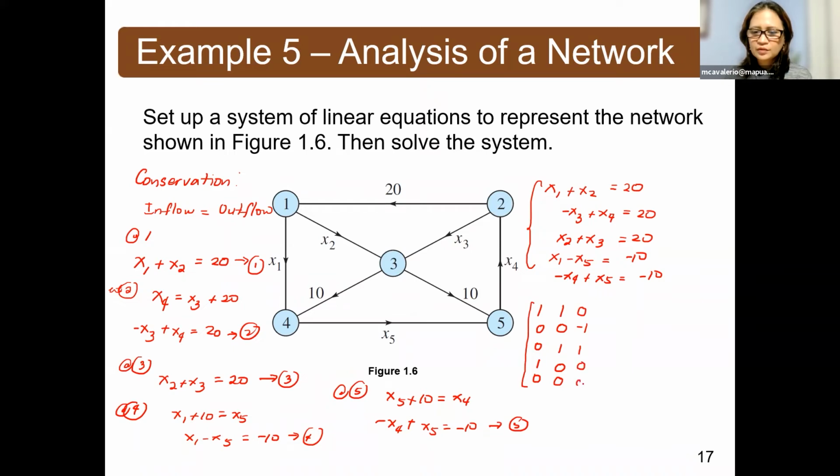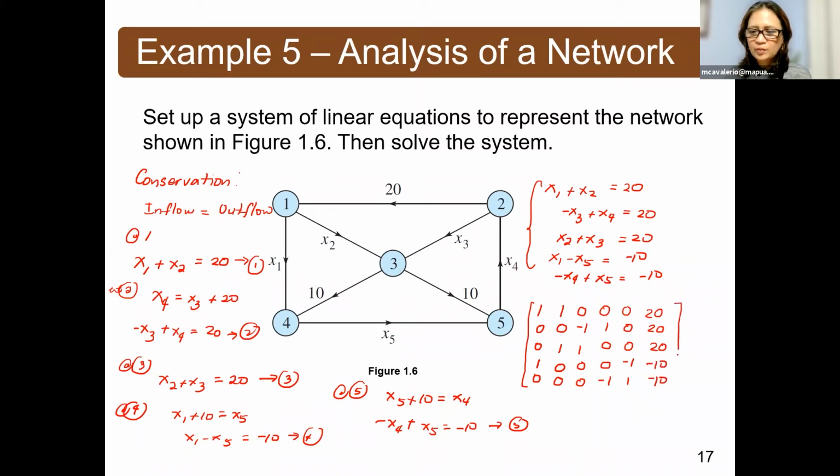And for x sub 4, we will have here 0, and then 1, and then 0, and then again another 0, and negative 1. Finally, for the coefficients of x sub 5, we have here 0, 0, 0, negative 1, and positive 1. And of course, the constants, which are 20, 20, 20, negative 10, and negative 10.